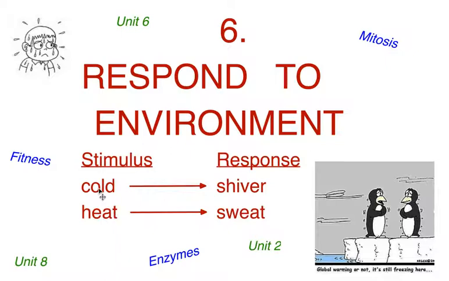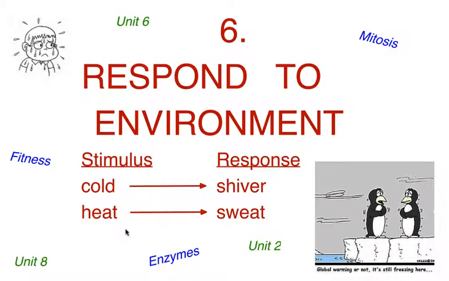So, for example, if it's cold outside, your body will respond by shivering. We don't want our bodies to get too cold. We have to keep a steady temperature, which is 98.6 degrees Fahrenheit. So if we go outside and it's cold, our body temperature could drop. So to keep that from happening, we shiver to generate heat and keep our body temperature from dropping.